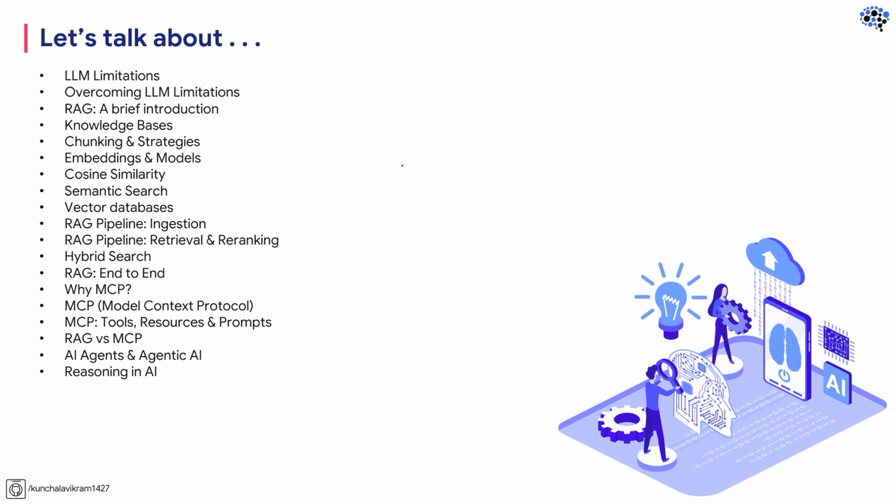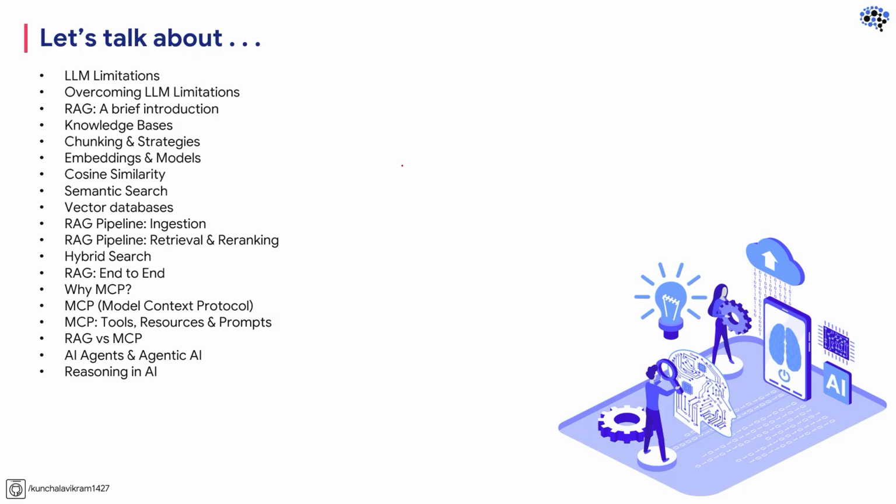We'll start with basic introduction of RAG, and then we'll deep dive into each and every component inside RAG, like knowledge bases, chunking, and various chunking strategies. We'll understand embeddings and embedding models and cosine similarity, semantic search. Then we'll move on to vector databases and why these are needed. And then we'll understand what is RAG ingestion pipeline, retrieval and reranking. We'll also understand a bit about hybrid search, not in detail. And then we'll see the end-to-end RAG flow.